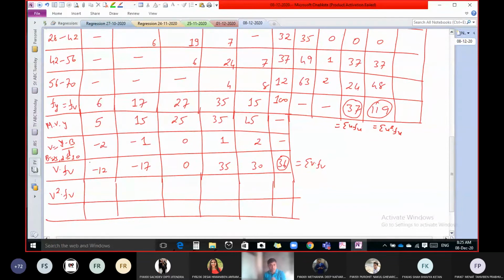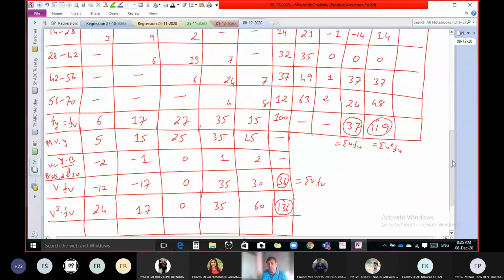Now v square into fv. Just simply multiply -2 with -12. We get 24. 24, 17, 0, 35, and 35, this 60. What is the total of this? 136. Verify once again. 136, okay, 136. Okay, now the next step is slightly difficult compared to this.